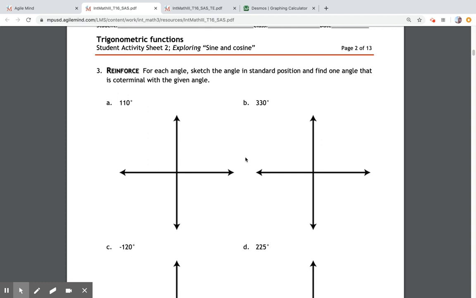But go ahead and start by sketching the angle in standard position. And then give me one more angle that is coterminal with the given angle. As we pointed out, there's more than one right answer here, but just give me one, okay? Go ahead and hit pause to work out question number 3, and then hit play when you're ready to check your work.